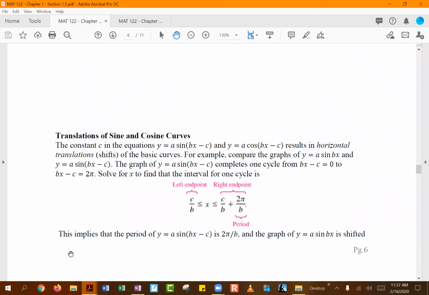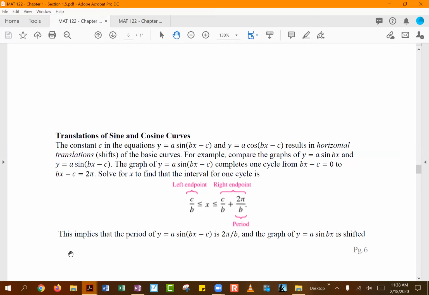Okay, so now talking in terms of translations, let's see what happens when we bring another variable in, the constant c. As you can see, so far we have looked at what happens when you have an a in there, which is the amplitude, b, which changes our period, but now we're bringing the c value in. So again, with both sine and cosine functions, this will result in horizontal translations or shifts.